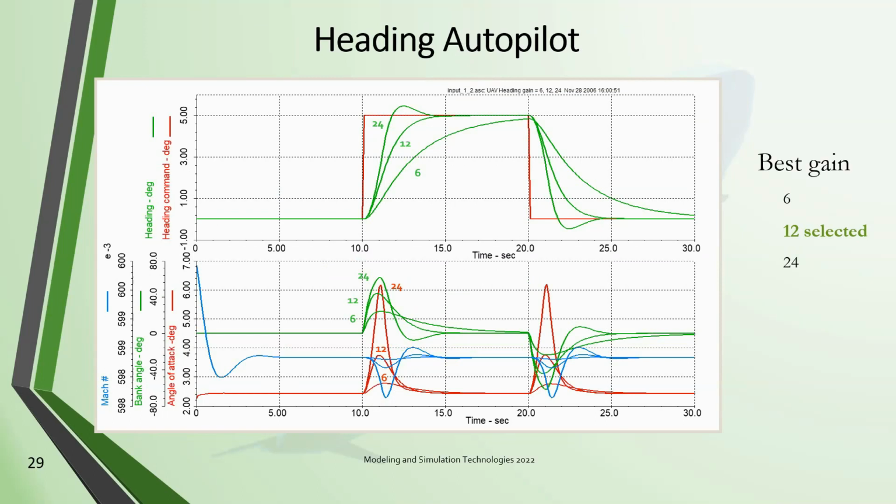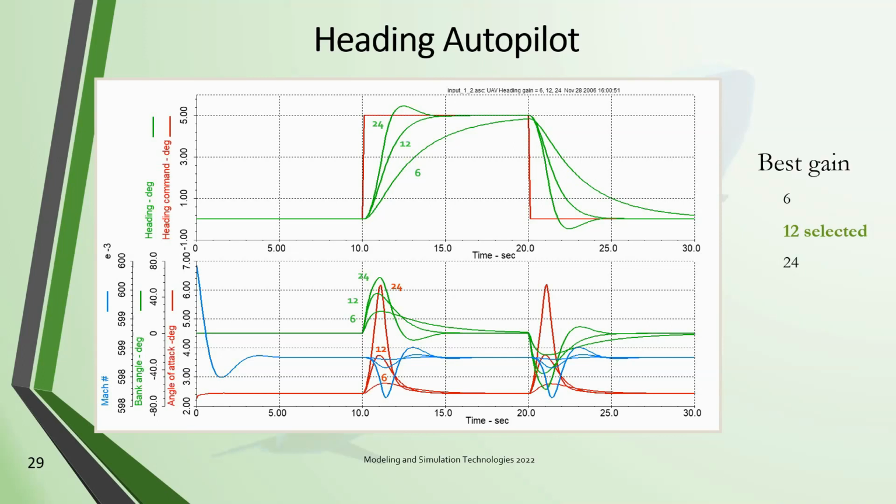Let's look at the heading autopilot. The heading autopilot, as you may remember, is a bank-to-turn autopilot. So here we have a pulse of a 5-degree heading lasting for 10 seconds.